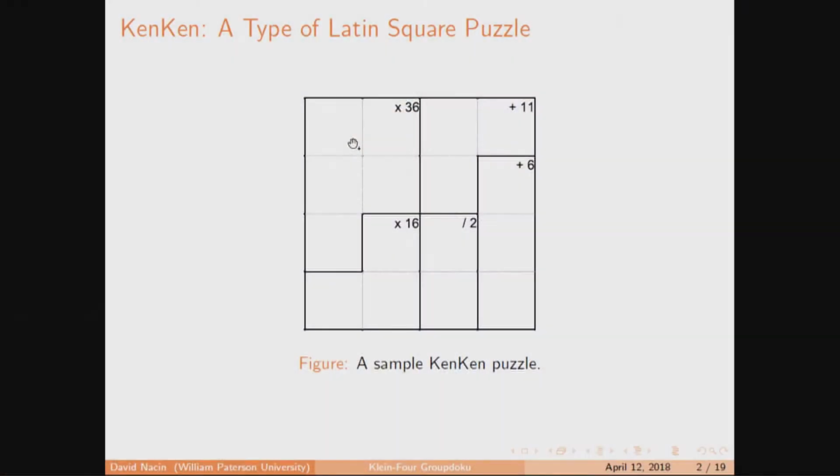Each one of these cages has a clue in the form of an operation and a target. When you apply the operation to all the cells in the cage, you need to arrive at the target. So in the upper right-hand corner, we see that if we add these three together, we need to get to 11. Or here we see if we multiply these five together, we need to get to 36.